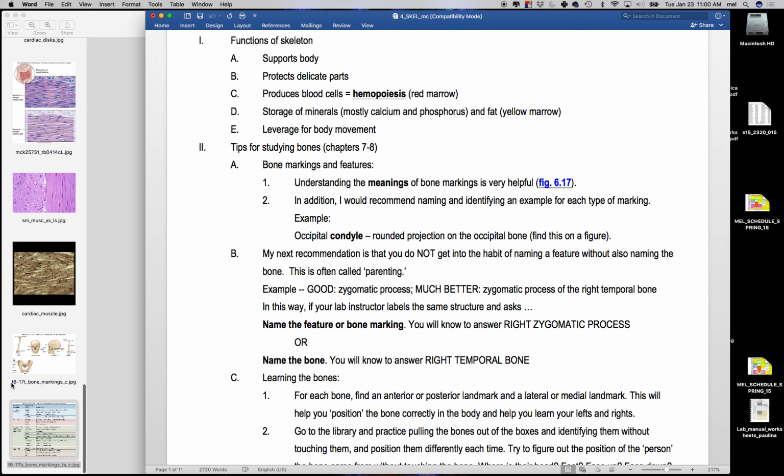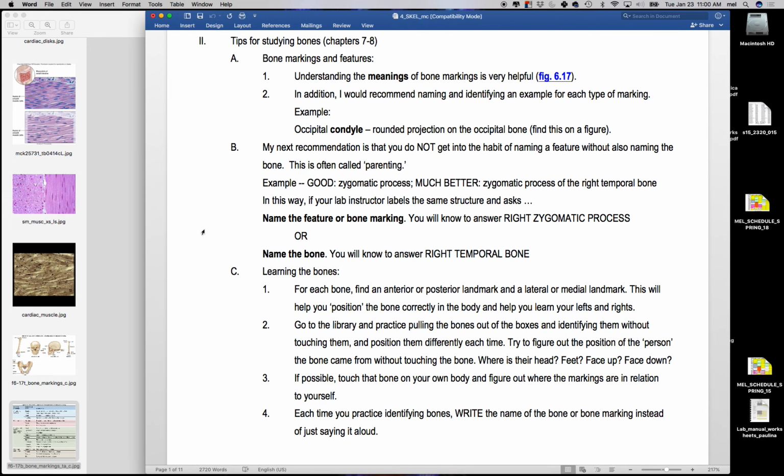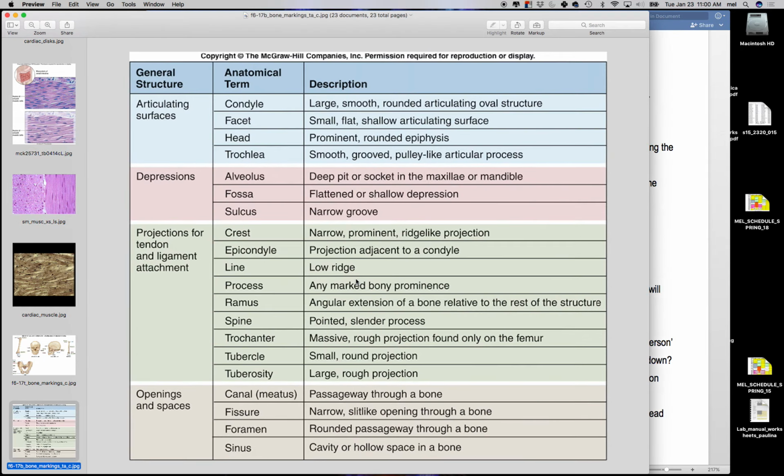Okay, so here's the deal. First thing is that there are a lot of names for bone features and bone markings. So here's some of them, okay? You've got condyle, facet, head, alveolus, fossa, sulcus, all of those things. This is figure 617 in your textbook. If you bought a lab book, there's also a list of them in your lab book, right?